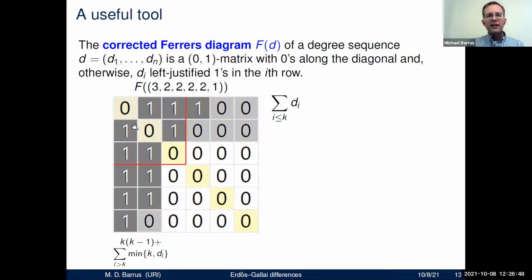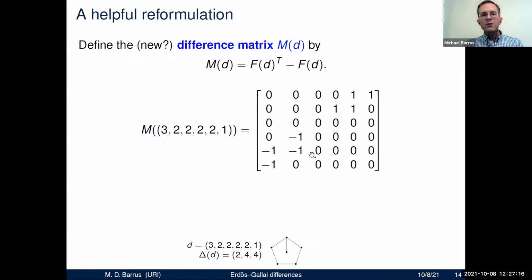If you take a look in the first k rows, the ones that are counted are exactly counted by k times k minus 1. And then for the remaining rows, we are adding either the minimum of k or the degree, because we're kind of chopping things off after the kth column. All right, so then if we wanted to look at the Erdős-Gallai differences, maybe what we ought to do is pay attention to the initial rows and columns of the Ferrers diagram matrix. And that's what I'll do.